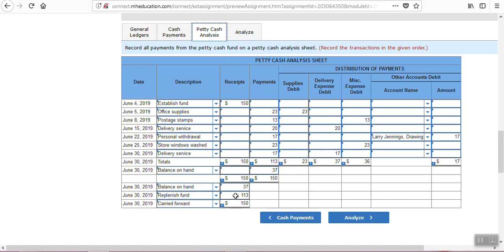And then these 3 lines at the bottom are kind of just summarizing what we had plus what we're going to put back in there. So our balance on hand is the $37, which comes from up here. We're going to put $113 back in because that's what we spent. So then we would have the $37, which we have, plus the replenished fund of $113, which gives us a carried forward amount of $150, which kind of resets it back to what we had to start with. All right, so that's how you're going to do the petty cash analysis sheet.